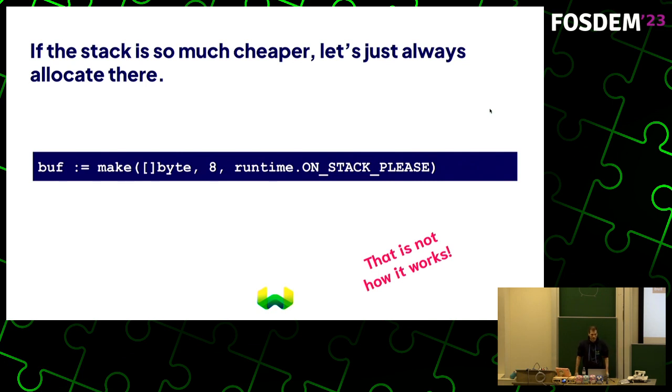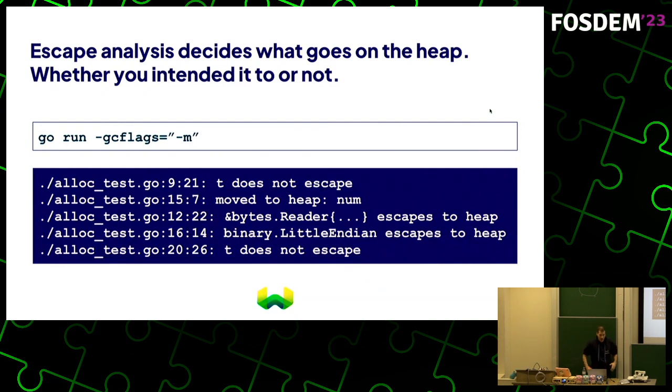This is a fictional example of allocating a buffer of size 8, and then we're going to say, yeah, please put this on the stack. And that is not how it works. And for most of you, you probably say this is pretty good that it doesn't work that way, because why would you want to deal with that? But for me, just trying to build a database in Go, I said, yeah, sometimes something like this may be good or maybe not. So how does it work?